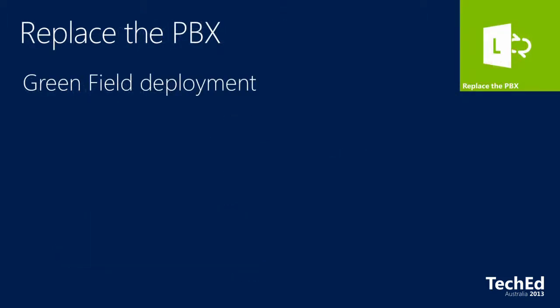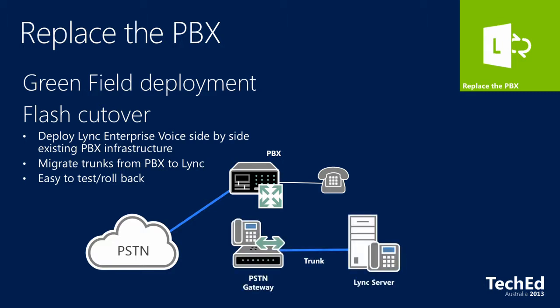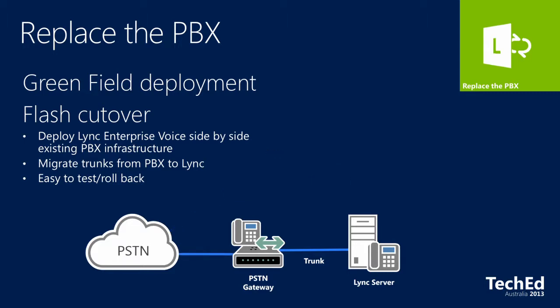The last scenario was replacing the PBX. One might be a greenfield deployment or greenfield site. And the other approach with replacing is where we're doing a flash cutover. We might have an existing phone system there with phones hanging off it. We can deploy Lync in parallel. So we deploy the Lync servers and get the gateway up and running, and do our testing internally. But to switch over all your users, what you simply do is move that connection from the old system to the new one, and the old one goes away. So that's a flash cutover.